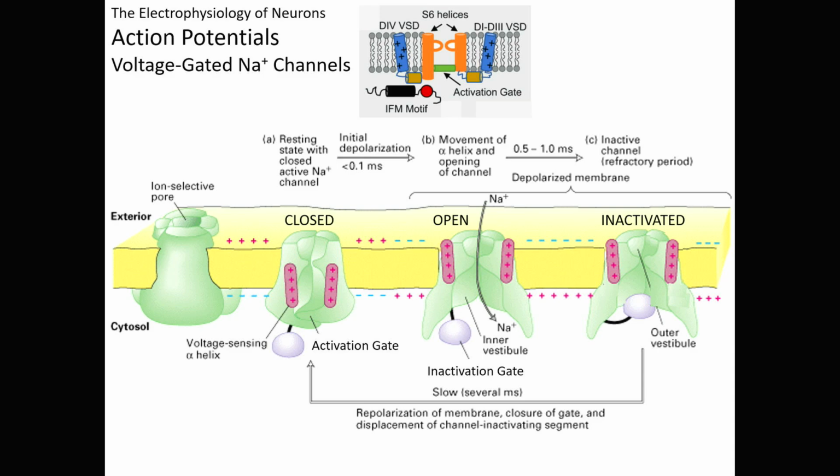Now, I do want to highlight here exactly how this inactivation gate closes, because so far I've just described it as being kind of a spontaneous process, right? One of the things that they highlight in this figure is that the channel is only open for a very short period of time. The channel opens for maybe half a millisecond to a millisecond, and then spontaneously the inactivation gate closes. So what's causing the inactivation gate to close?